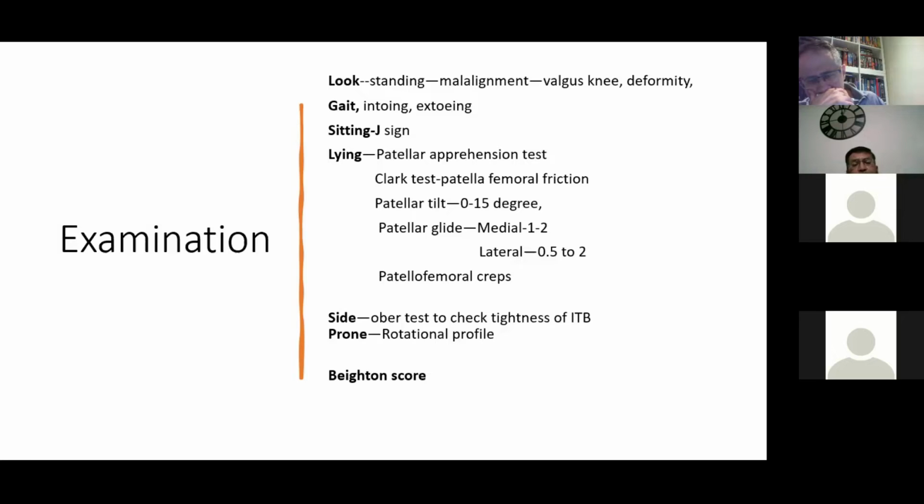And then I will put the patient on the side and check for iliotibial band tightness by the Ober test. Then I'll put the patient prone to do the rotational profile. And at the end, the Beighton score.